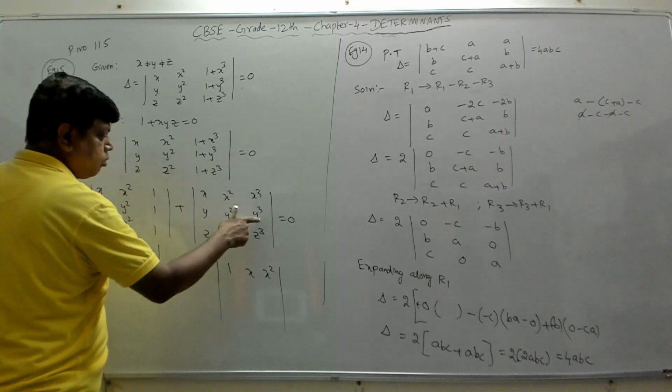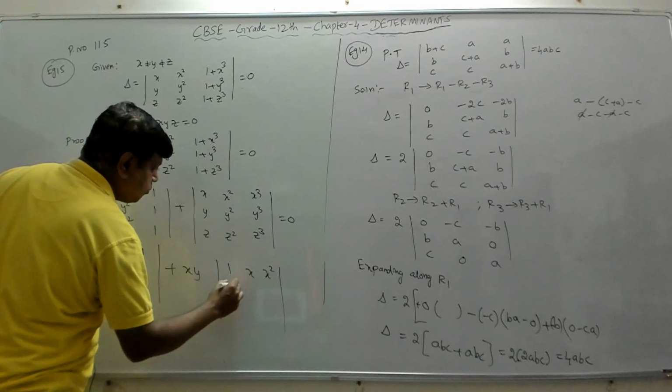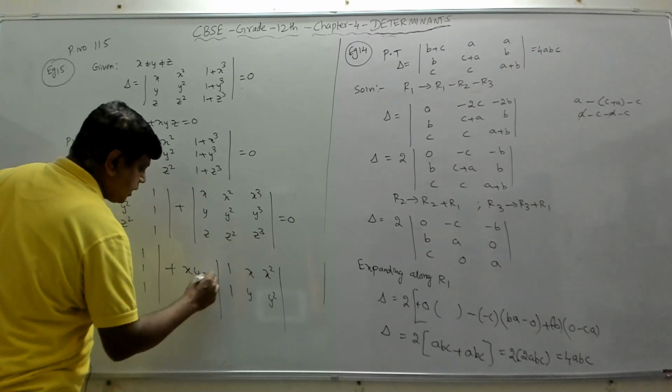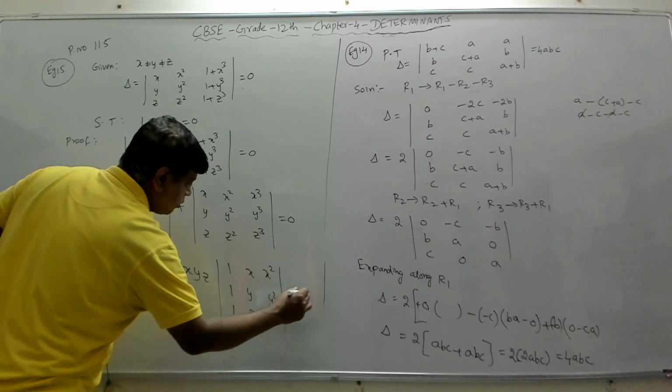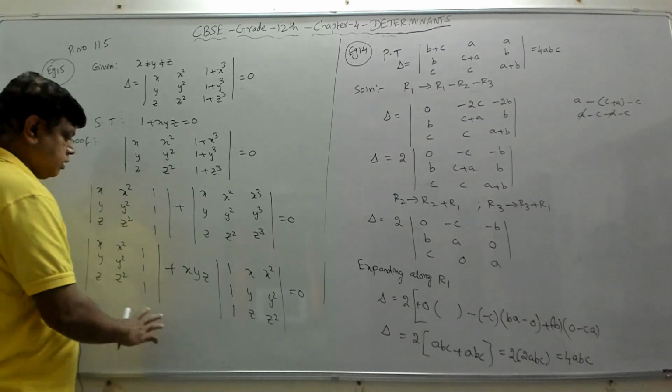Then in the second row, y is present in each element, so that can also be taken out. So it will become 1, y, y square. Similarly, from the third row, z can be taken out. So it will become 1, z, z square, equal to 0. Right? So now we have got this.